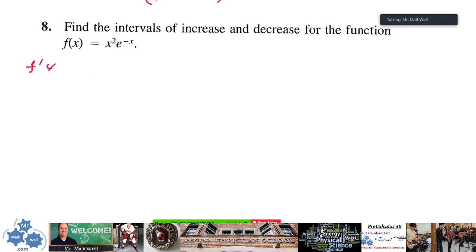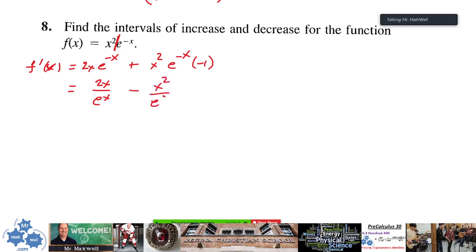F prime of x. Oh, that's weird. Product rule again. Product rule. So the derivative of the first times the second plus the first times the derivative of the second, that's e to the negative x times negative 1. That's right. So I've got 2x over e to the x. I'm going to get rid of that negative there. Plus, or actually, let's just say minus because we've got a negative there. So minus x squared over e to the x. You see that?